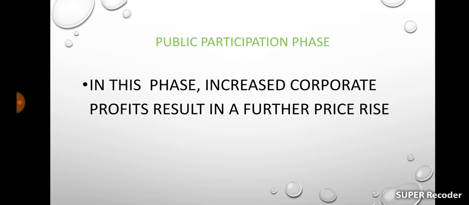The next phase is public participation phase. This is the longest phase and there will be advances in price and earnings begin to rise again in this phase and confidence starts to come back, and this encourages more and more investors to buy more securities as they are expecting a future price hike and the price will increase again.